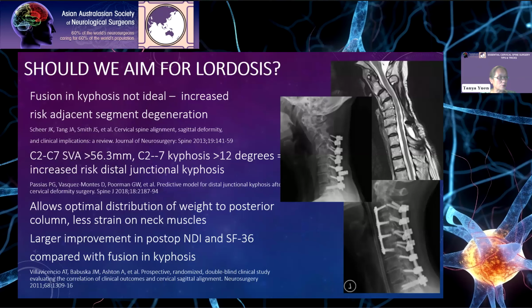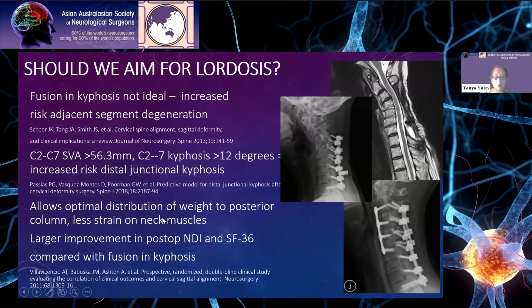The International Spine Study Group recently reviewed their multi-centre database of patients that underwent cervical deformity corrections and basically found that patients were more predisposed to this distal junctional kyphosis, so degeneration at the adjacent levels, when the SVA was greater than 50. So the normal SVA is between 25 and 30. And so that's the head moving, head being forward. And if the kyphosis was significant as well, then there was an increased risk of failure at the adjacent levels.